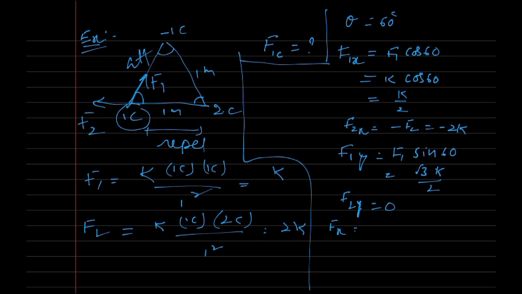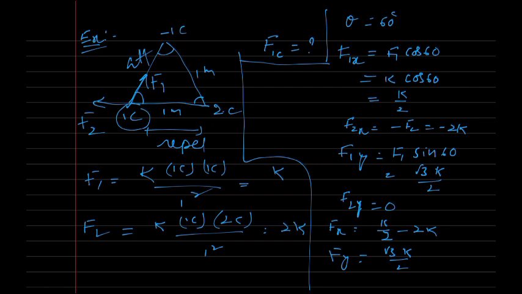k by 2 minus 2k. K by, sorry, k by 2 minus 2k, right? Similarly, fy is equal to how much? f1, that is root 3k by 2.